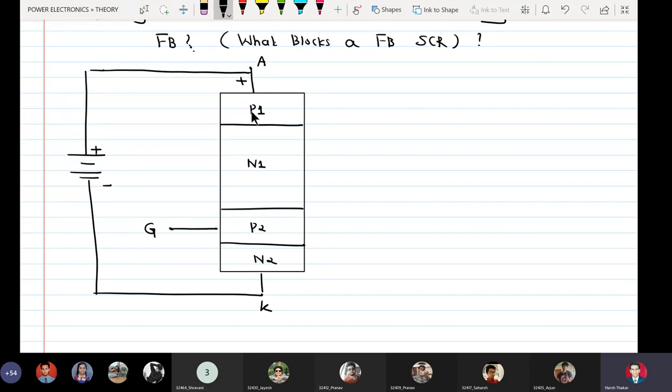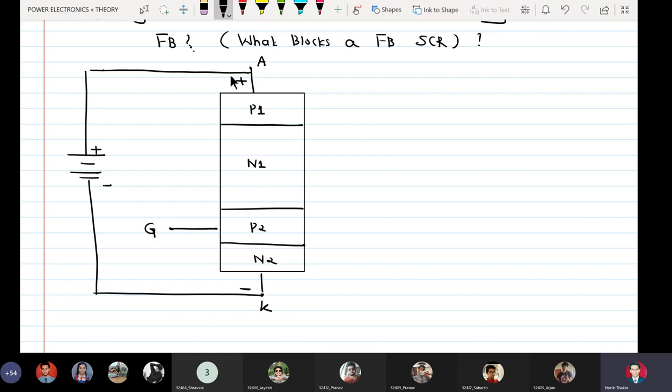The anode terminal is connected to positive plate of battery, and anode terminal is now connected to the P1 region. So when P region is connected to positive potential, it is forward biased. Now the cathode terminal is connected to negative plate of battery, and cathode terminal happens to be the layer N2. So the N region is getting minus and P region is getting plus. That means the SCR is said to be in forward bias condition.